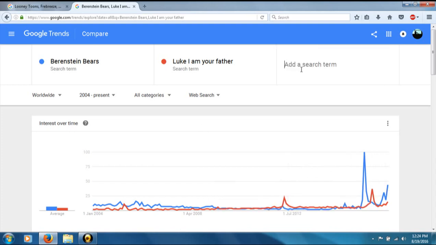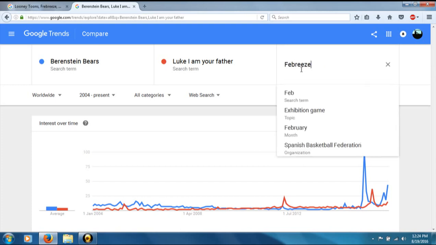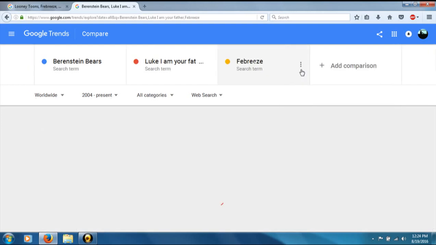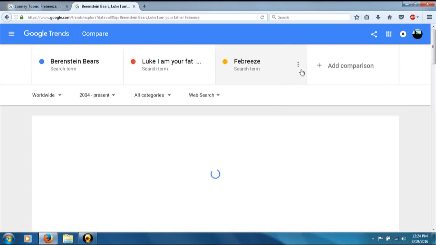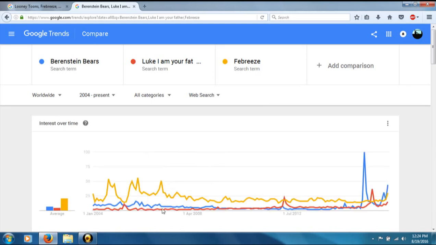Now, the other one I thought I would throw in there would be Febreze, as at least I remember it being spelled. Now, this one, I don't notice it spiking in a pattern to match the other two. It is a little bit interesting that it shows people searching for it back here, and then it kind of tapers off and goes along there.